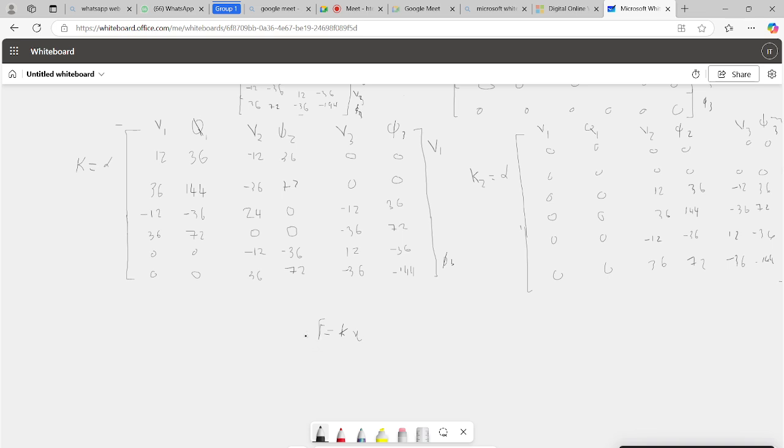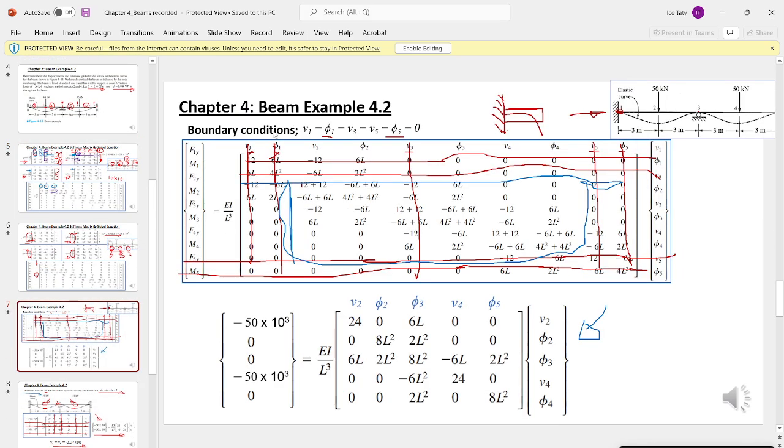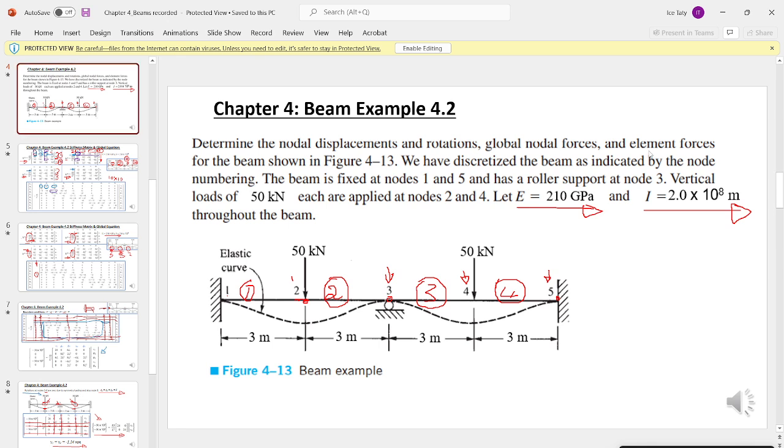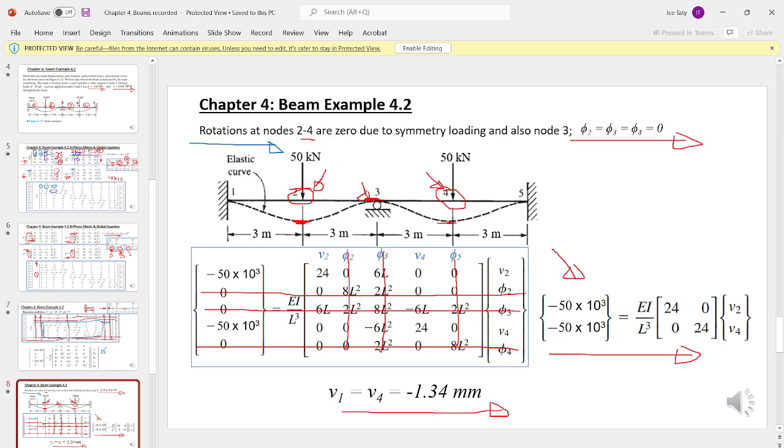Let me check here. Let me check the global stiffness. What was the question here again? Determine the nodal displacement, rotational. Okay, what does that mean? The nodal displacement of the force. This is the global matrix. So by nodal displacement, what do they mean by that? I just want to check what they mean by that.